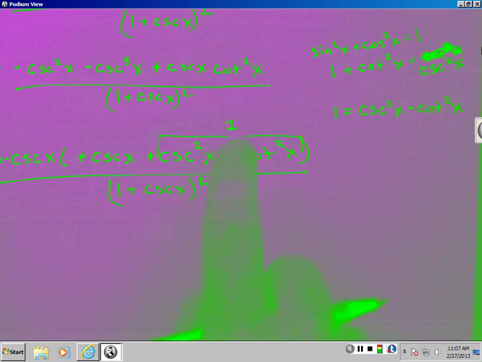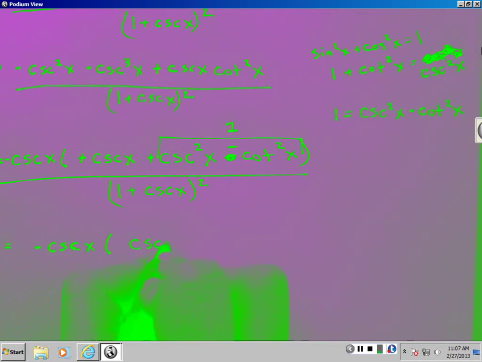So then I have a 1 plus cosecant of x. That cancels with one of the 1 plus cosecant of x factors in the denominator. So I end up with minus cosecant of x over cosecant of x plus 1.